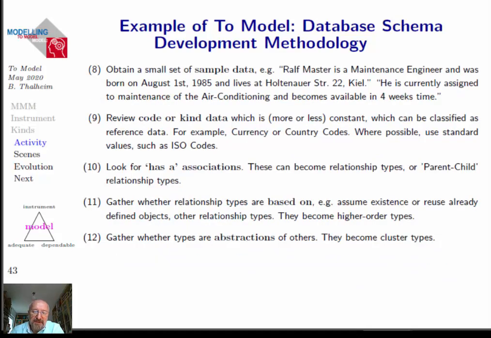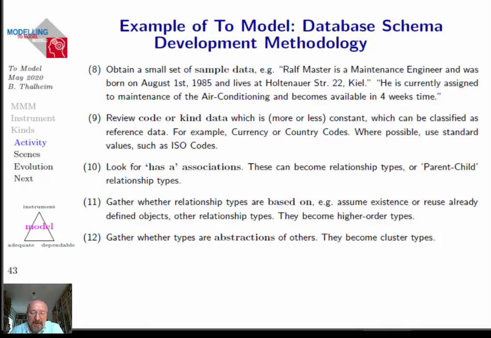we might now obtain a set of, hopefully a small set of, sample data, we might go for reviewing the code and kind of data so that we can use or reuse whatever has already been done, for instance using some kind of ISO codes. We should look also for specific associations, typically has-a, is-a. That means in this case we should have a handling mechanism. Mainly the handling mechanism will be based on hierarchies, and for this reason we can use it in some kind of specialization generalization framework.